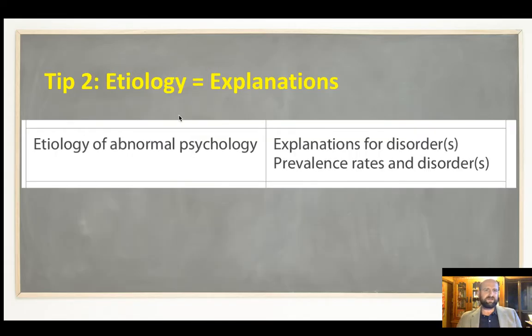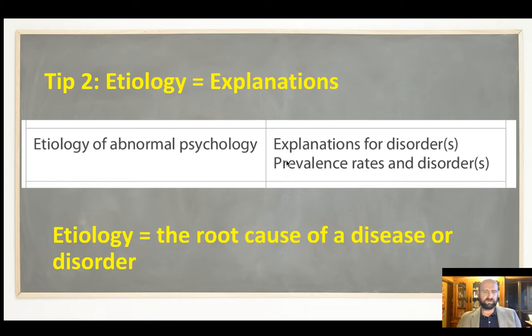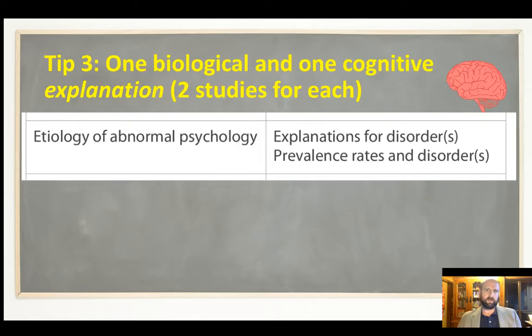Tip number 2 is etiology and explanations mean the same thing. So it doesn't mean that you have to study different content for this topic as opposed to this topic. Etiology just means the root cause of a disease or a disorder. So if you're explaining the root cause of a disorder, then you're giving an explanation. So same thing, no extra topic. For explanations and also etiologies, we're going to use those terms interchangeably, synonymously from now on.